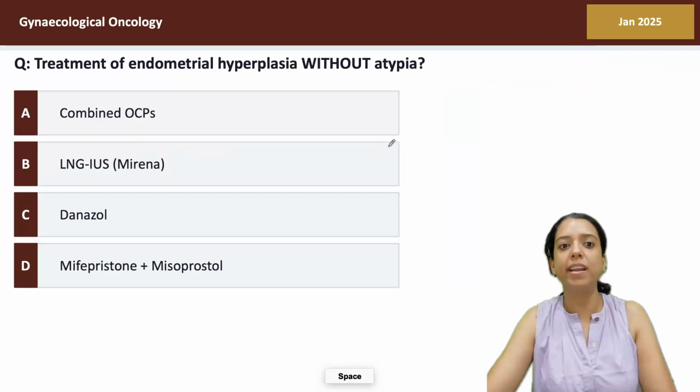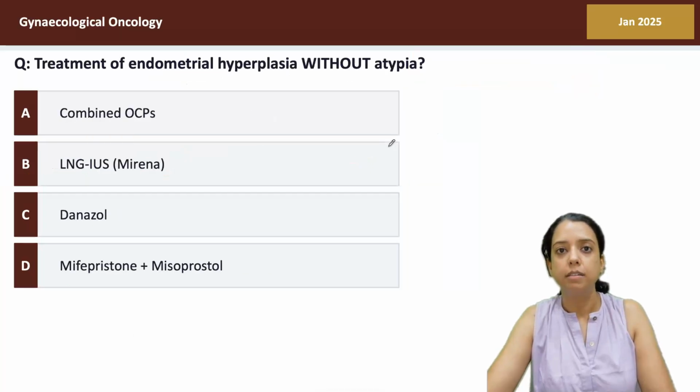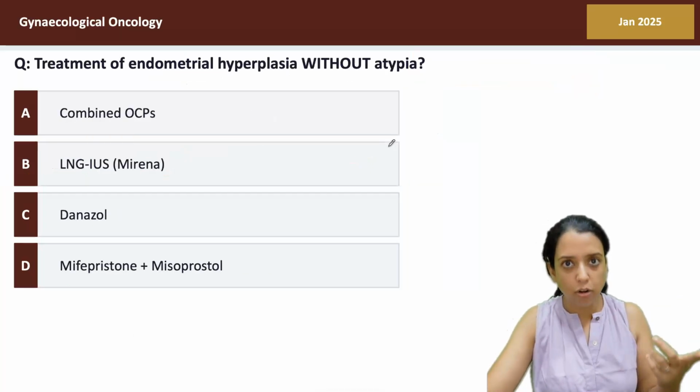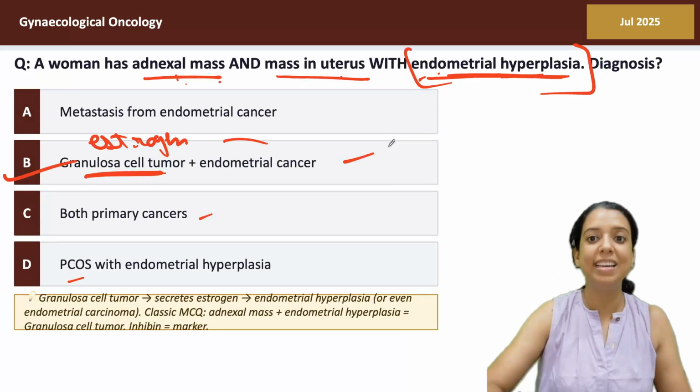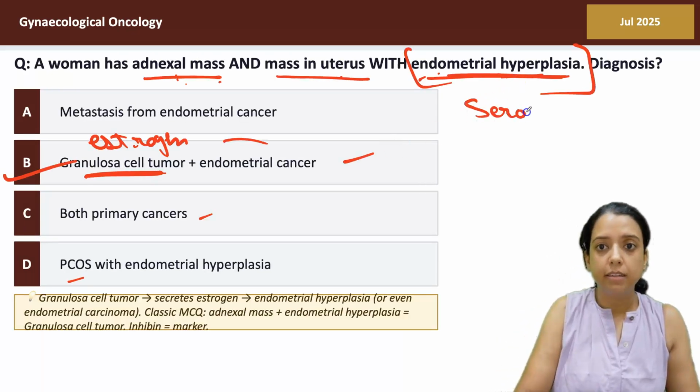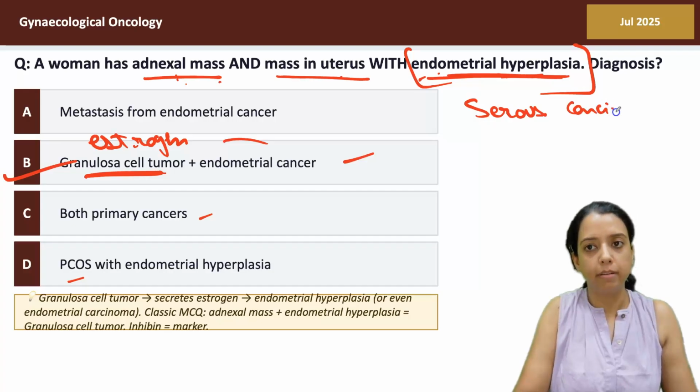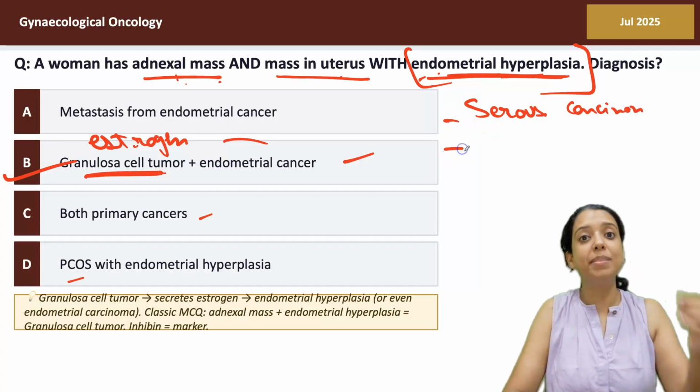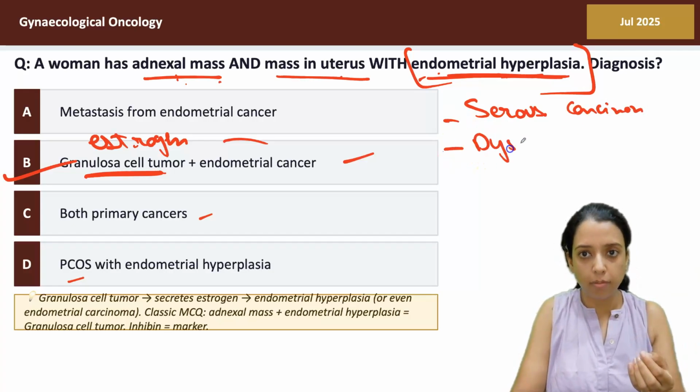Which is the most common ovarian cancer? Epithelial cell. In that also, the most common ovarian cancer is serous. Serous carcinoma is most common. Most common germ cell tumor, this germ.